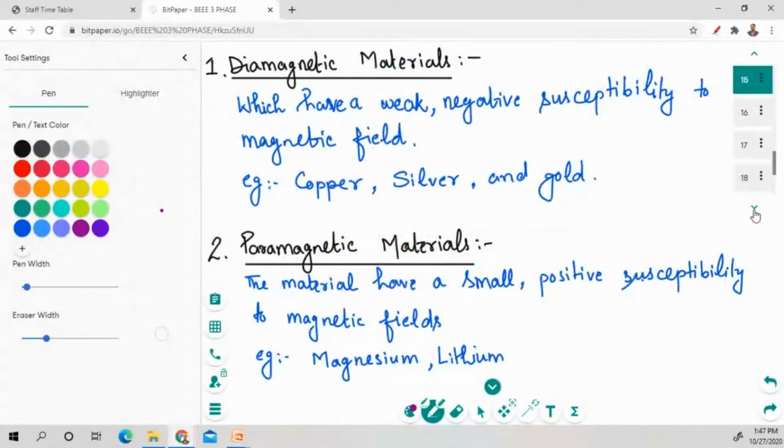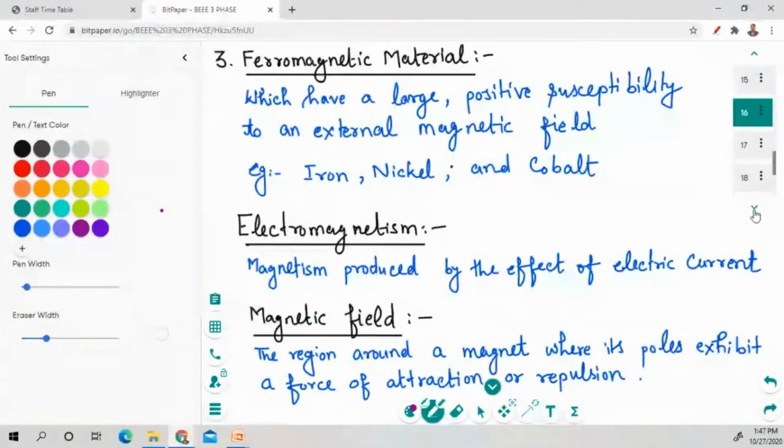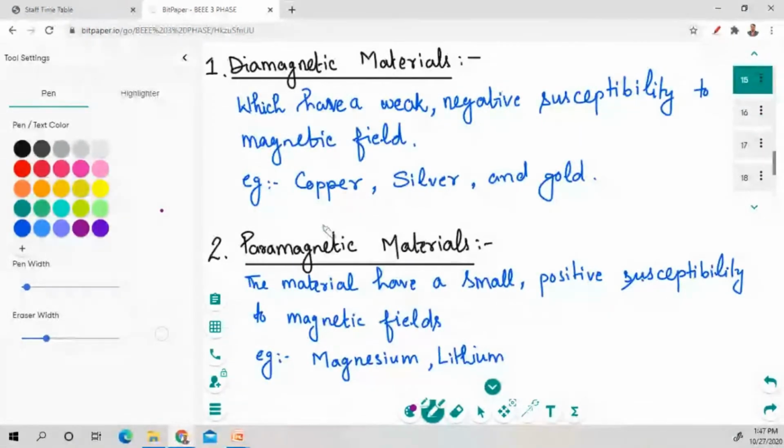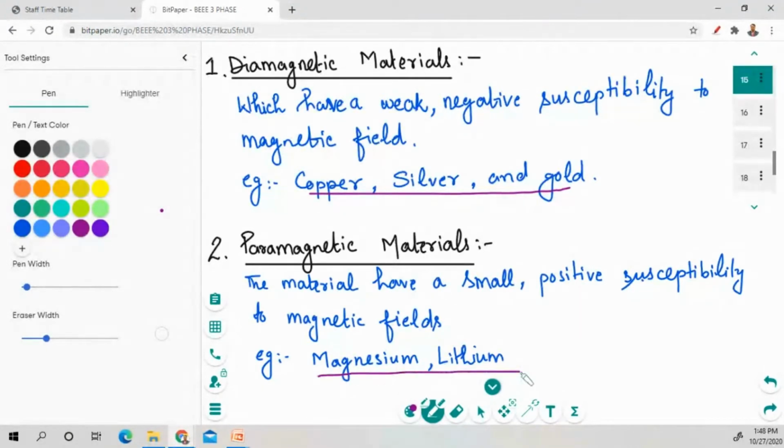Next, we have studied that there are three types of materials. The first type is diamagnetic material. The second type is paramagnetic material. And the third type is ferromagnetic. Diamagnetic materials use copper, silver, and gold, whereas paramagnetic materials contain magnesium and lithium.